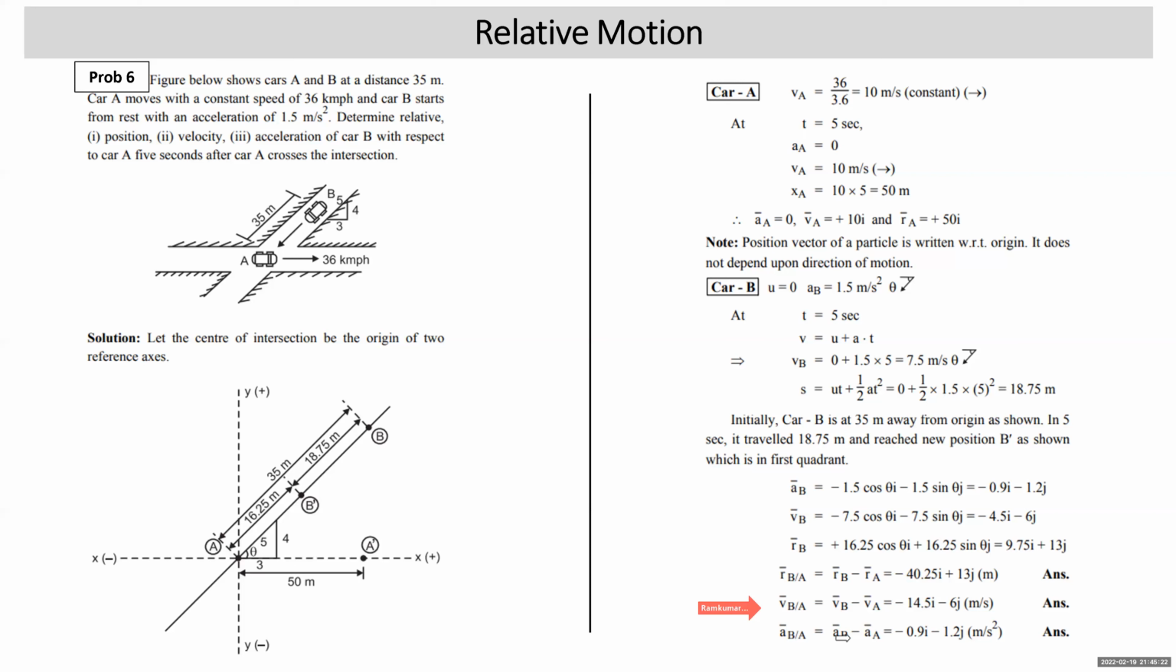Acceleration of car B with respect to A is aB minus aA. Substitute the values of aB and aA. aA is in fact 0. So whatever is aB bar, the same becomes the acceleration of B with respect to A: minus 0.9 i minus 1.2 j meter per second square. This way, we have got the relative position of B with respect to A, relative velocity of B with respect to A, and relative acceleration of B with respect to A in vectorial form. If it is needed in the examination, we can find the magnitude and directions also.